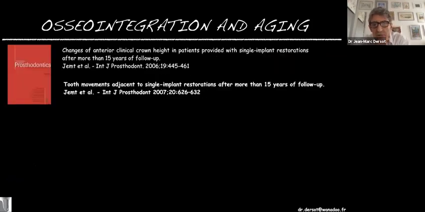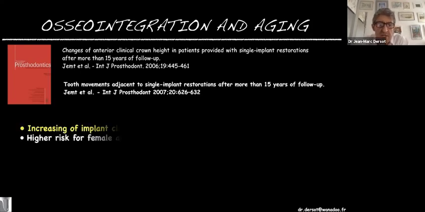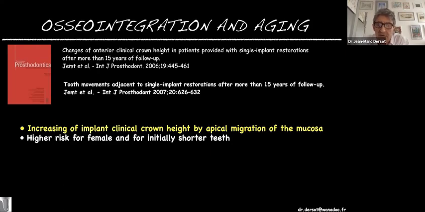Here, we are in the Brånemark Clinic in Gothenburg in Sweden, and they have a 15-year follow-up concerning the soft tissue around a single implant-supported crown, and also the movement of the adjacent teeth. What they observed is the increase of implant clinical crown height by apical migration of the gum. But they also observed an increase of the natural crown height on natural teeth.